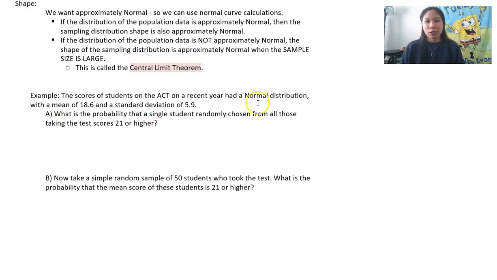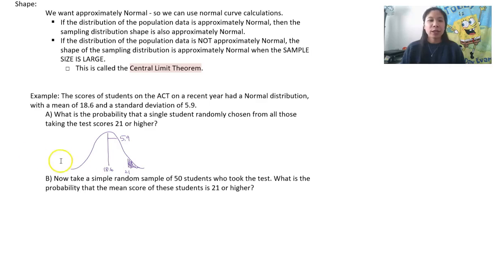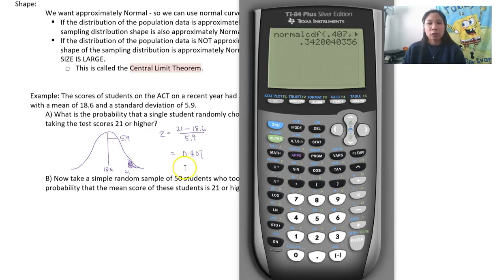So they already told us it was a normal distribution, so the mean and standard deviation remain unchanged for a single student. Just like how we used to do it, we would draw our normal curve, label the mean and standard deviation, and shade in 21 or higher, so we're going to shade 21 and onwards. And then find our z-scores, find our probability, answer with words. So finding my z-score of 0.407, and then using normal CDF in my calculator just to go faster. You can use the table if you want, but I end up with a probability of 34.2%.